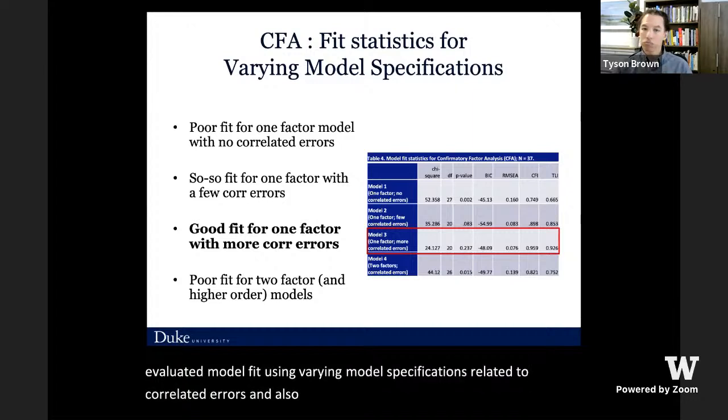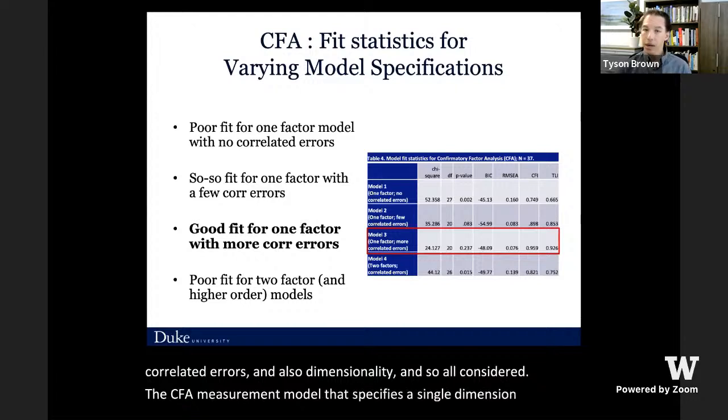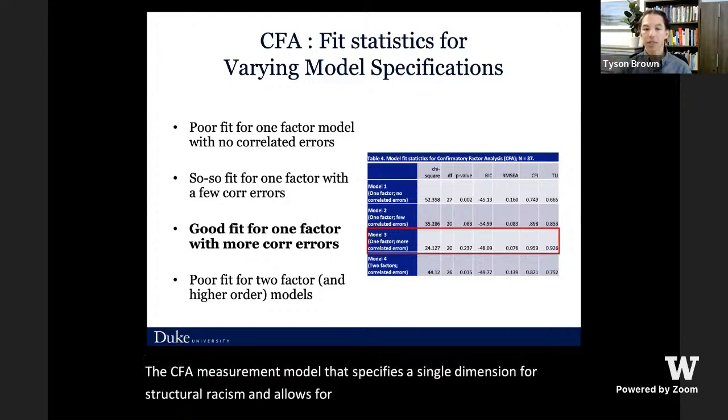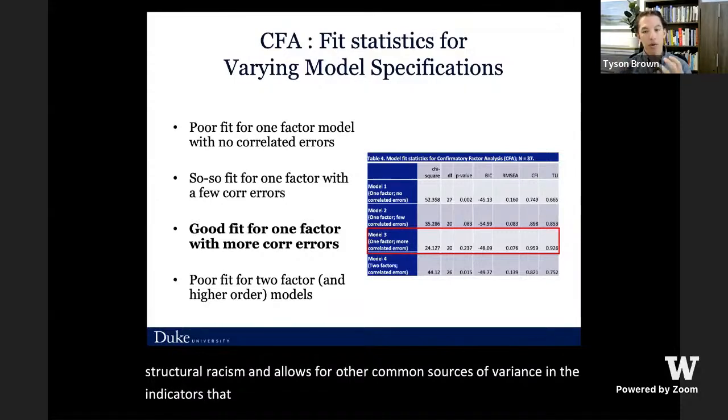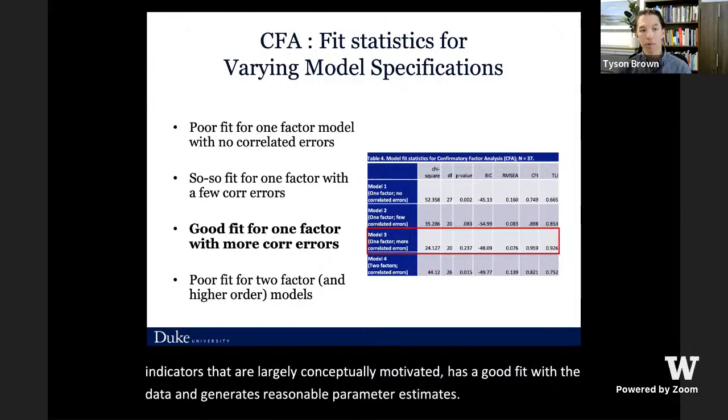And so all considered, the CFA measurement model that specifies a single dimension for structural racism and allows for other common sources of variance in the indicators that are largely conceptually motivated, has a good fit with the data and generates reasonable parameter estimates. You can see that here.